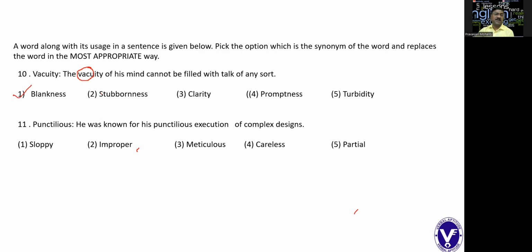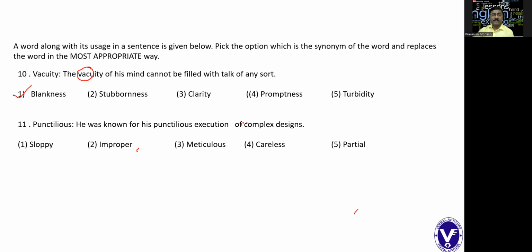Stubborn, jiddi, who is not flexible, who is not open to things. Clarity, which is a very clear idea. Promptness, one who is very alert, prompt in doing things. And turbidity means clay content, muddy or clay content in the water is known as turbidity. I'm sure you have heard this with reference to water filters, where the advertisement says it removes 100% or 99% turbidity. Turbidity is the clay content or the mud content in the water, right? So here it is blankness.